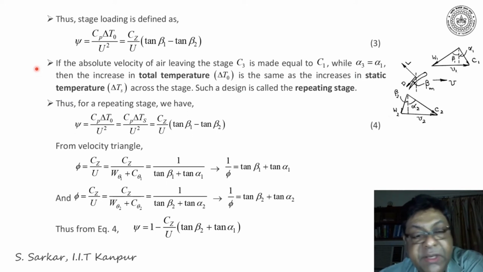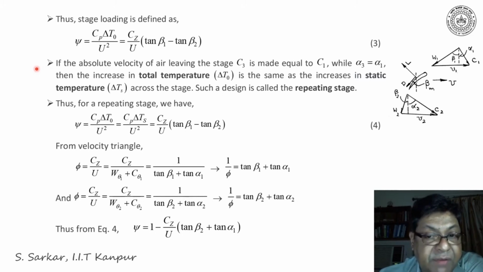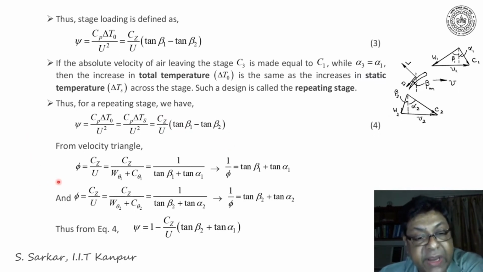And again, for the repeating stage, please remember C3 must be equal to C1 and alpha 3 is equal to alpha 1. Thus, for a repeating stage, I can write psi is equal to Cp into del T0 divided by U square, which is equal to Cp into del Ts by U square. That is equal to Cz by U, which is phi, the flow coefficient, into (tan beta 1 minus tan beta 2).